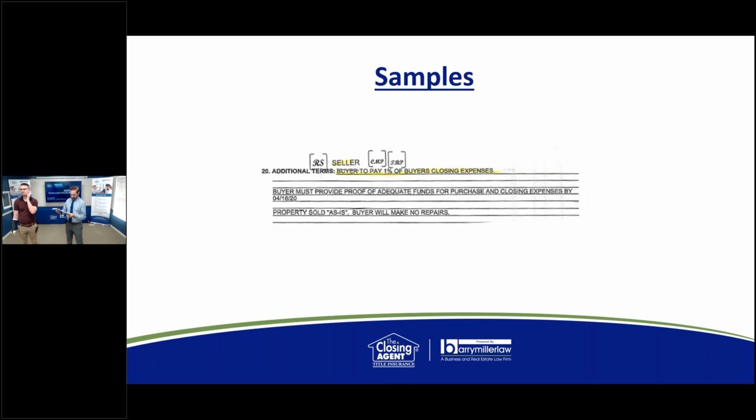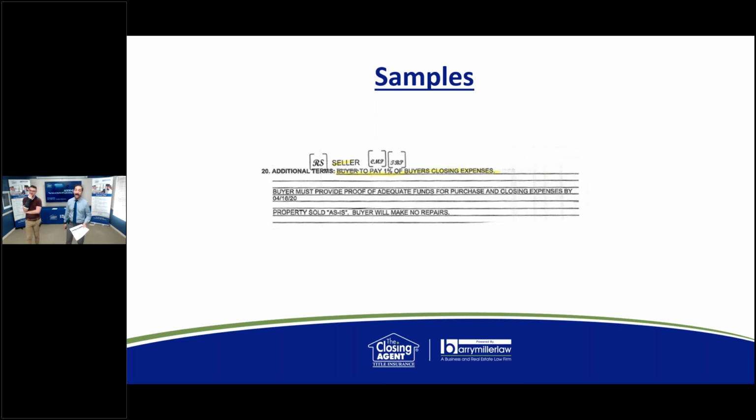Okay, then the next thing on there, buyer must provide proof of adequate funds for purchase and closing expense by 4/18. What do you mean provide adequate proof of funds? Again, property sold as is, buyer will make no repairs. The buyer will make no repairs? I think they again meant the seller, because like on the top, you see they put buyer to pay 1%. They fixed it, but they didn't fix the last one. But you don't need to put things there. It's governed by the contract.